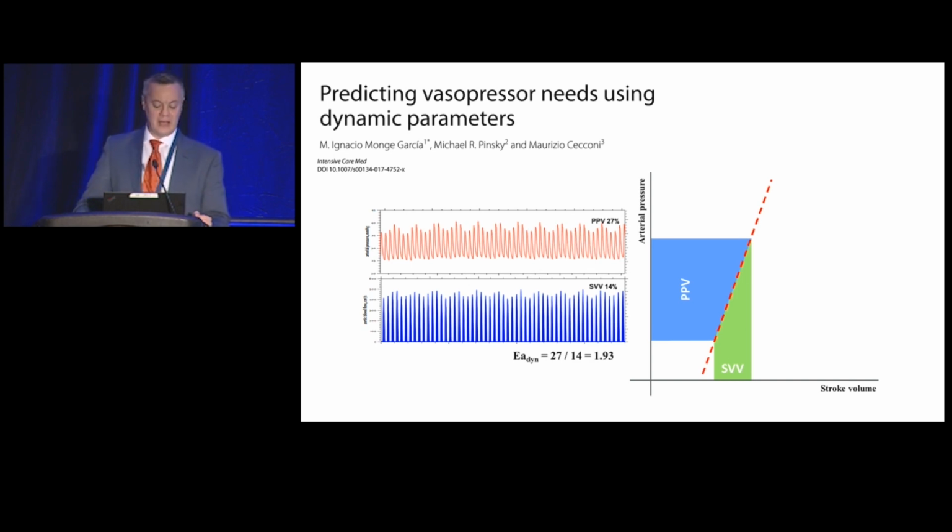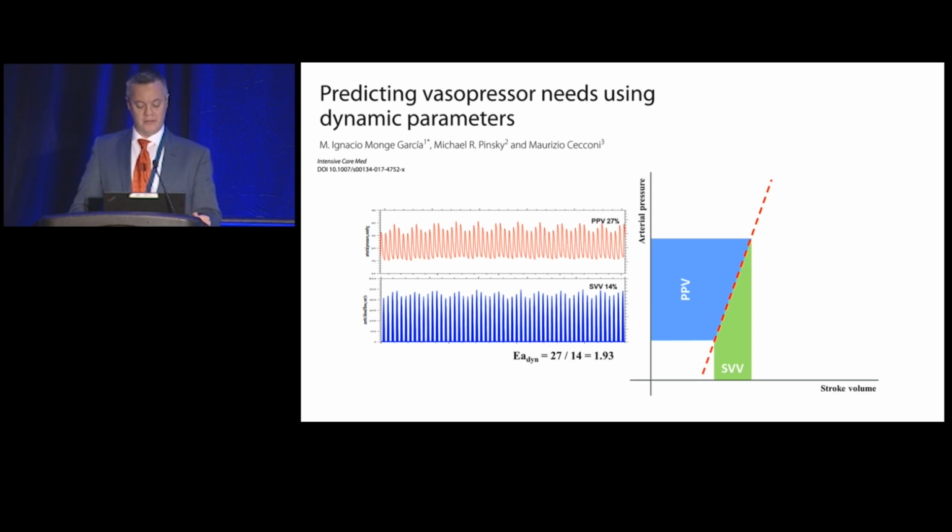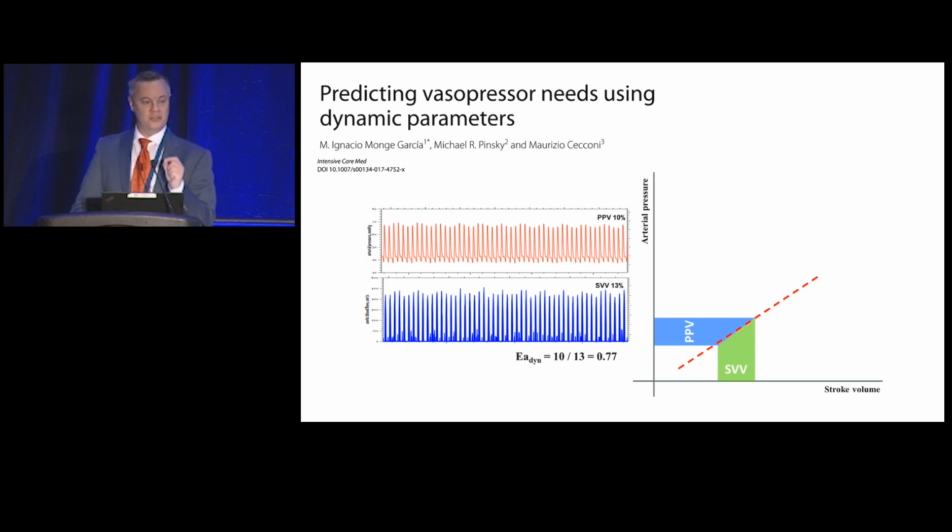So for example, if we have this pulse pressure variation, and this is stroke volume variation, for this change in stroke volume, we are going to have this variation in pressure. This will define a slope of this number. This is the dynamic arterial elastance. This is the relationship between pulse pressure variation over the stroke volume variation of 1.93. For the same change in stroke volume, we will see a lower change in pulse pressure.